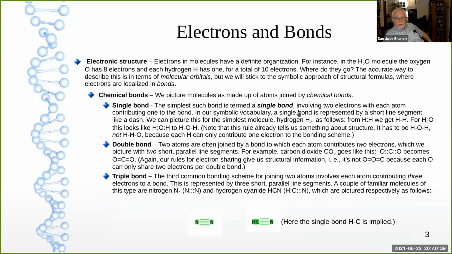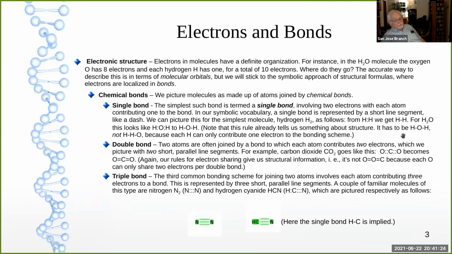So in the symbolic kind of vocabulary, a single bond is going to be represented by just like a short line segment, like a dash. So for the simplest molecule, H2, hydrogen, we can do that in the following way. You get 1 hydrogen sticking to the other hydrogen. Each hydrogen contributes 1 electron. So we have a pair of electrons in the space between the 2 hydrogen nuclei. And from that, we get this H, single bond H representation.